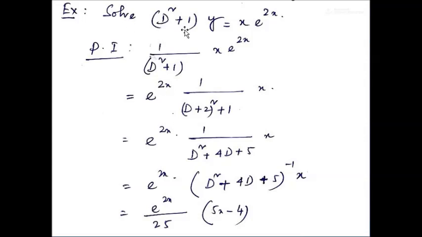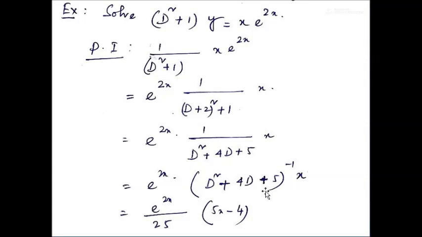(D square plus 1) y equal to x e to the power 2x. Now the particular integral is 1 by D square plus 1 times x e to the power 2x. Now put e to the power 2x outside and replace D by D plus 2. So this will be (D plus 2) whole square plus 1 into x. So e to the power 2x 1 by D square plus 4D plus 5 into x. So e to the power 2x, just take the power, this will be to the power minus 1.